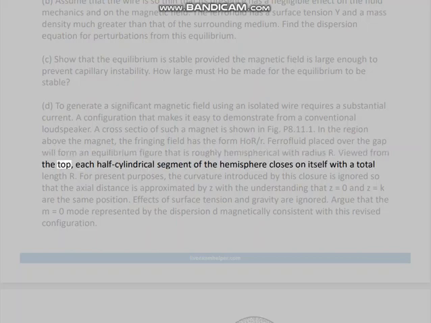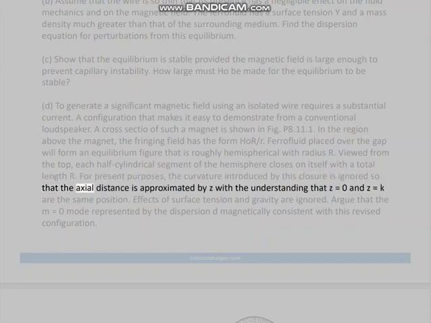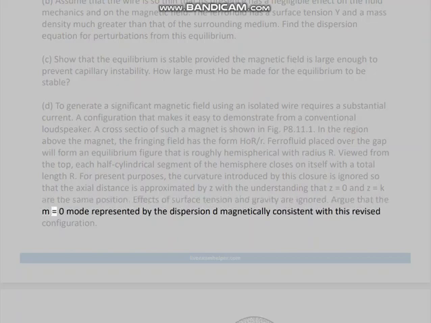Viewed from the top, each half-cylindrical segment of the hemisphere closes on itself with a total length 2πr. For present purposes, the curvature introduced by this closure is ignored so that the axial distance is approximated by z, with the understanding that z equals 0 and z equals λ are the same position. Effects of surface tension and gravity are ignored. Argue that the m equals 0 mode represented by the dispersion equation is magnetically consistent with this revised configuration.